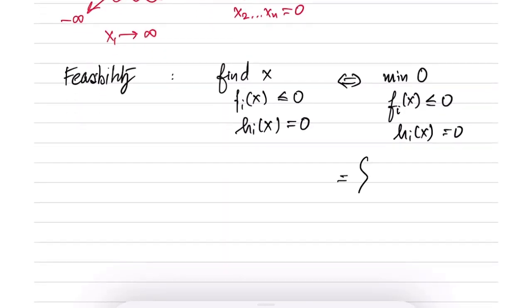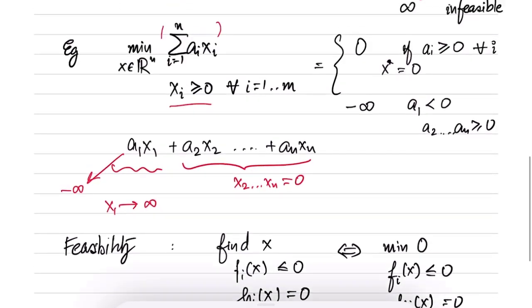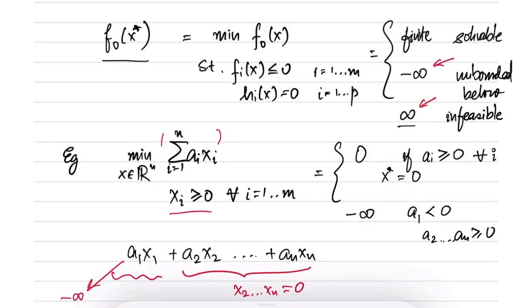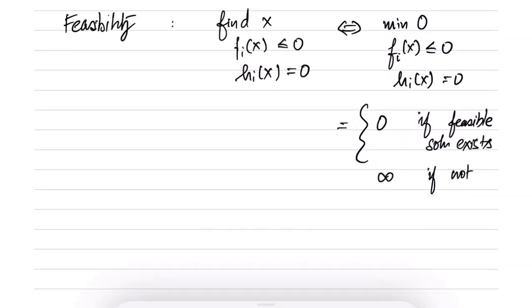Note that the possible value this can take is 0 if this is a feasible problem, so if a feasible solution exists, but it would be infinity if not. If this problem has no solution, then we could say that the problem's minimum value is infinity because it is an infeasible problem. Remember, in the infeasible case, we were defining the objective function to be infinity. So that's what also happens in the feasibility problem.